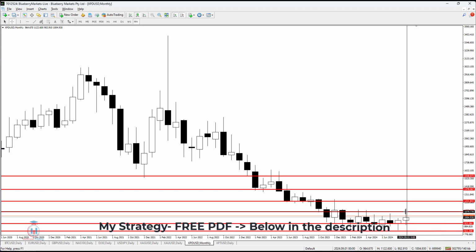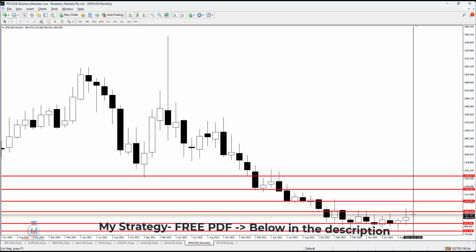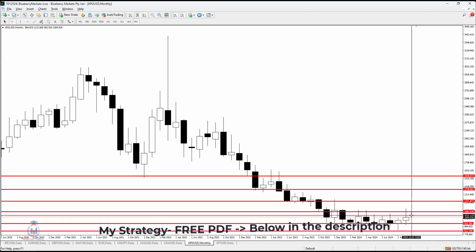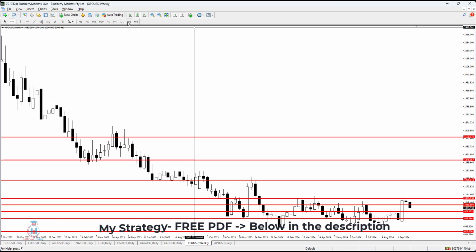For the sellers, it means that they have managed to fight for the territory above this one, and the bulls could not make a bullish breakout. What this means further on, we will see on the weekly and especially on the daily.